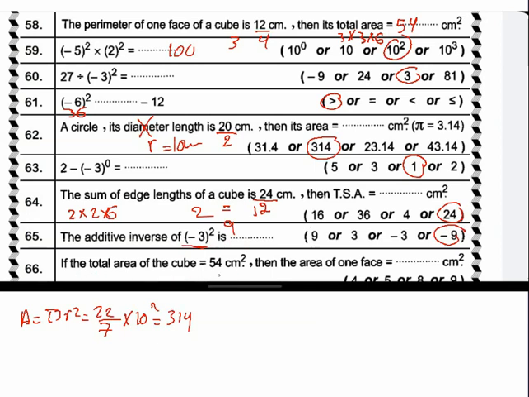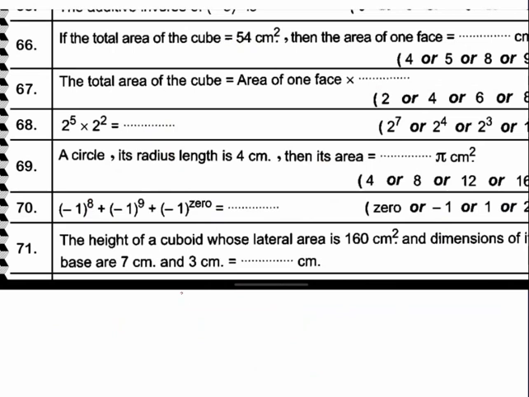If total area is 54, then area of one face. Draw the magic triangle here. Total area and area of one face times 6. To get the area of one face, divide total area by 6, so 54 divided by 6 will be 9 centimeters squared. Yes, we have solved this as 9.